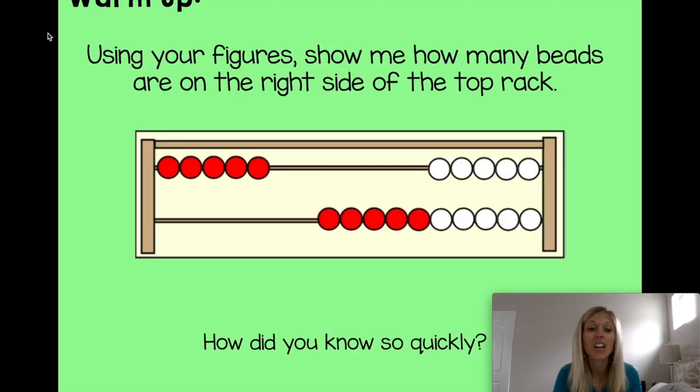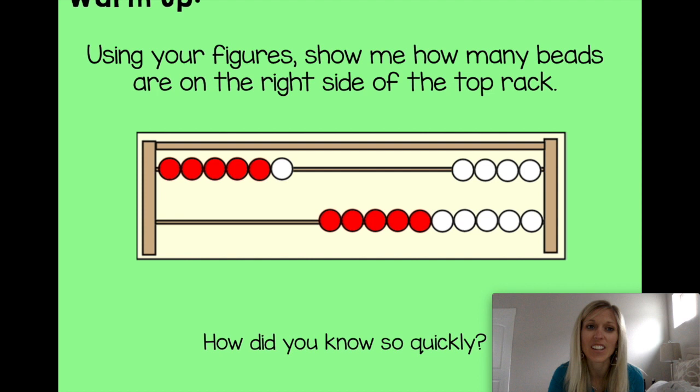Okay, on your first number rack, let's look over here. I see that there are 5 beads on the left. If there are 5 beads on the left, how many are on the right? Let's count by fives. 5, 10, 15. So there are 15 on the right. And the question says, how did you know that so quickly? I know that because I can count by fives. And I can say 5, 10, 15, 20. So 5 are on the left, 15 must be on the right because I can count by fives.